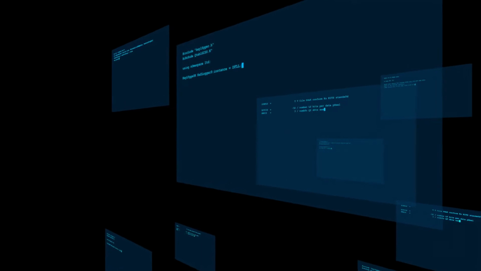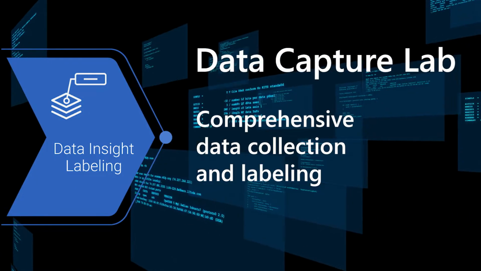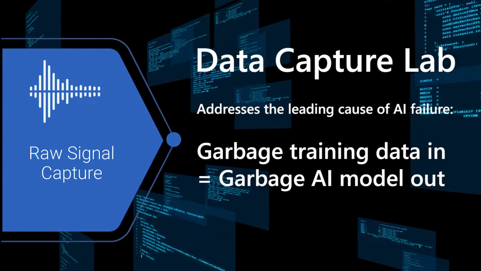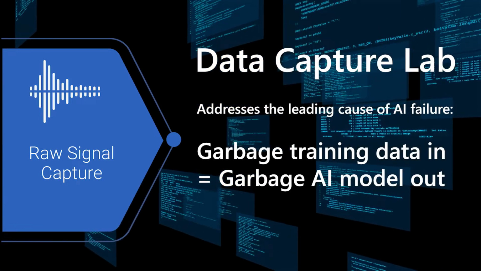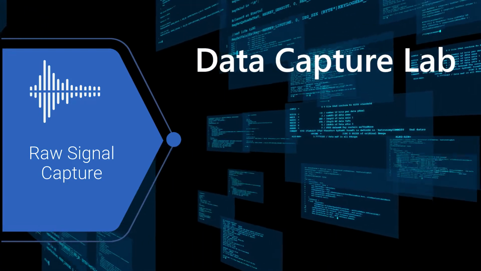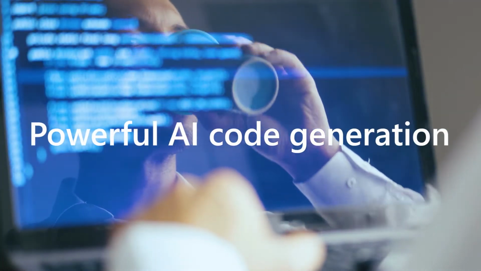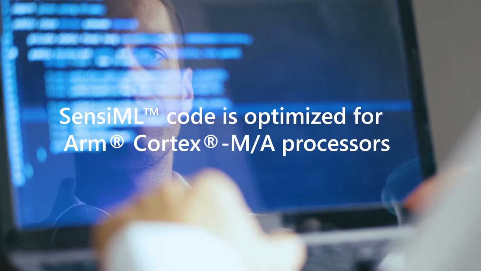The SensiML workflow starts with Data Capture Lab. Where other AI tools overlook the importance of data collection and labeling, SensiML recognized early on that projects more often fail not because of the AI model selection, but rather because of poor quality training data from the outset. In addition to quality-labeled datasets, SensiML provides a unique and powerful approach to AI code generation as well.